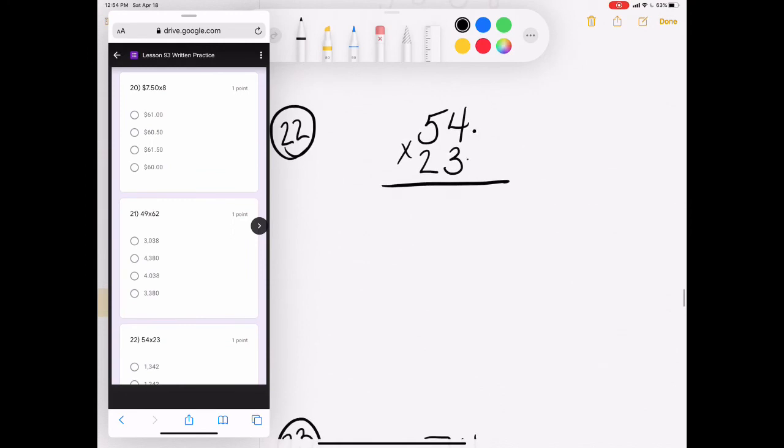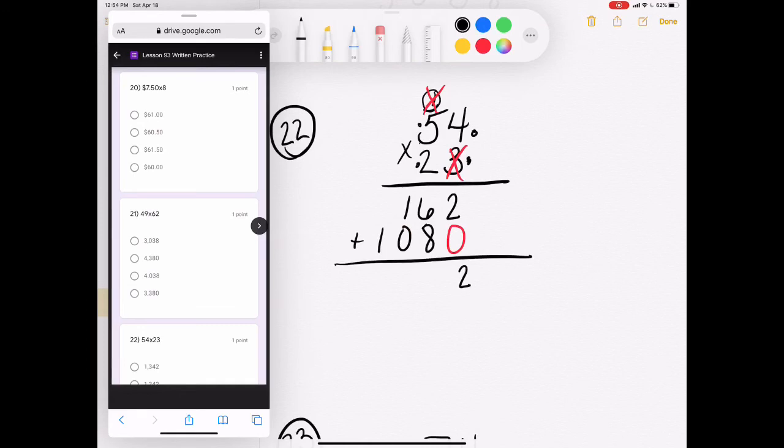22. 4 times 3, 12. Carry your 1. 3 times 5, 15. Plus 1 is 16. Now we do 3 things. Mark out what you carried, mark out what you multiplied, add a 0. 2 times 4 is 8. 5 times 2 is 10. Add 2. 6 plus 8 is 14. 2. Your answer is 1,242 on number 22.